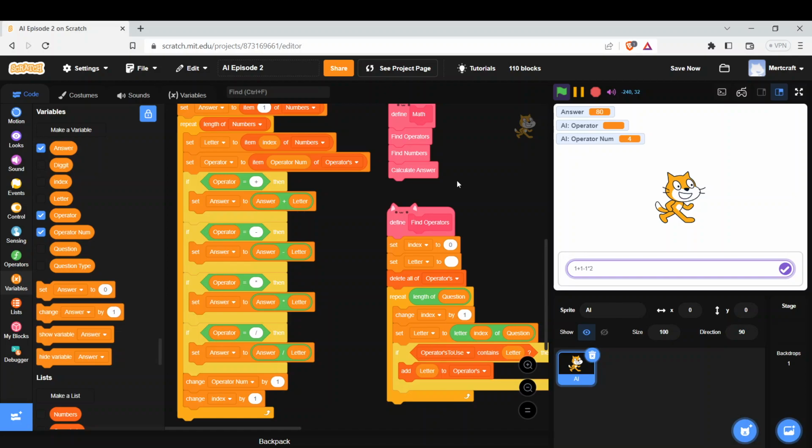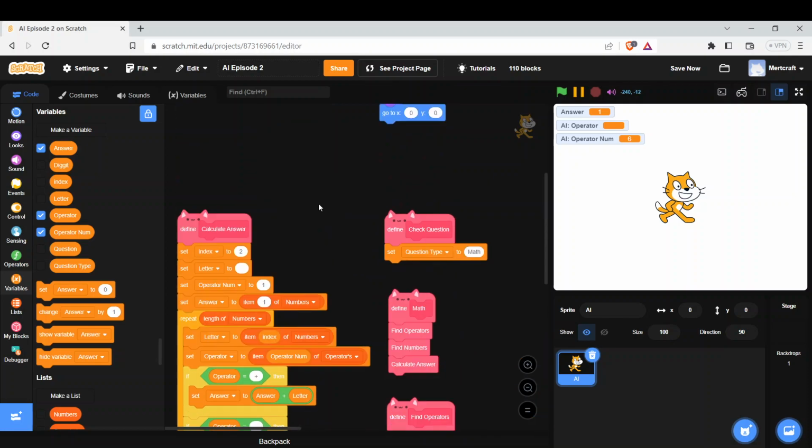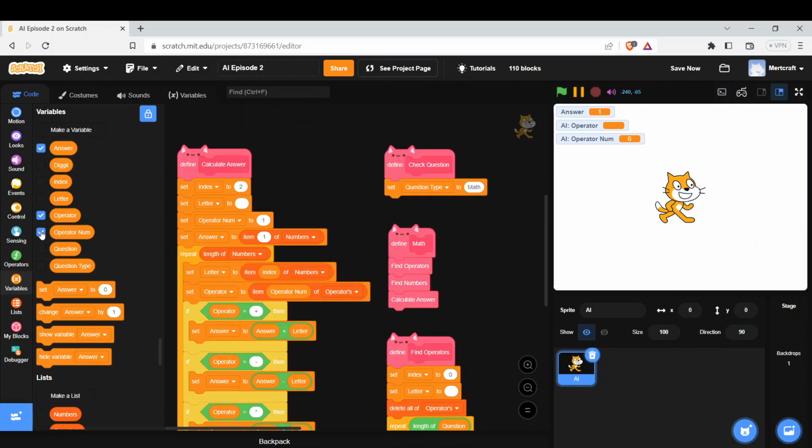So that is 2, I meant 2, divided by 1. That, or let's just do divided by 2. The answer to this should be 1, and the answer says 1. Okay, but if the player always needs to look at this answer, it will be kind of boring. Let's make it so that the cat says the answer.